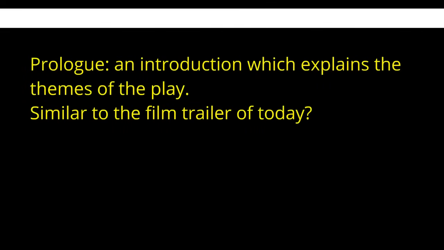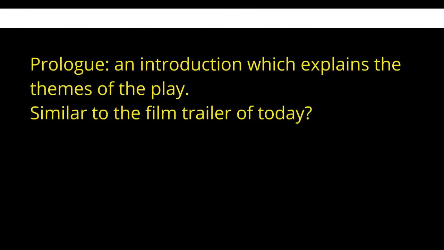The word prologue has a number of meanings depending on the type of text you're talking about. But in terms of a play, a prologue is an introduction which explains the themes of the play and also gives away some of the plot.